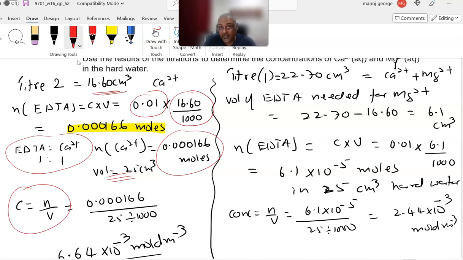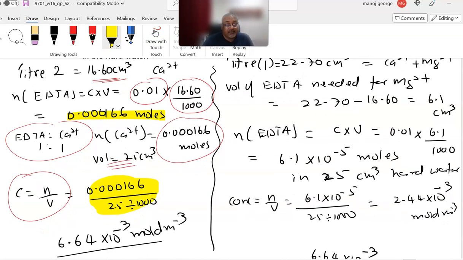So we know C equals n by V. So the moles of calcium ion is already calculated here. The volume of the calcium ion happens to be 25 cm³, which again is divided by 1000 to convert into dm³, and finally gives us the correct answer here. That's the concentration of the calcium ion. That's how this was calculated.